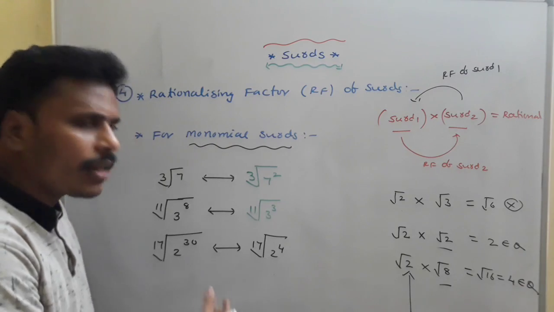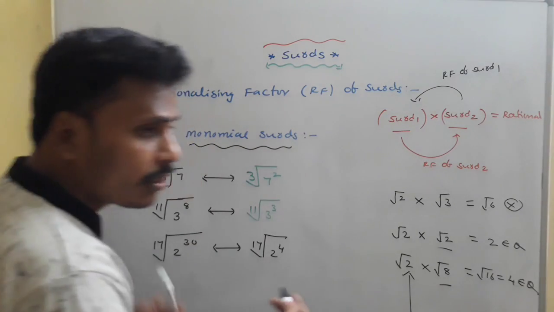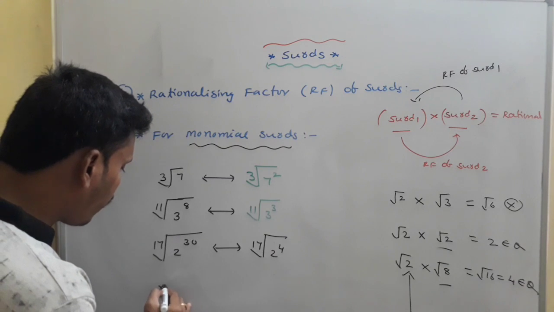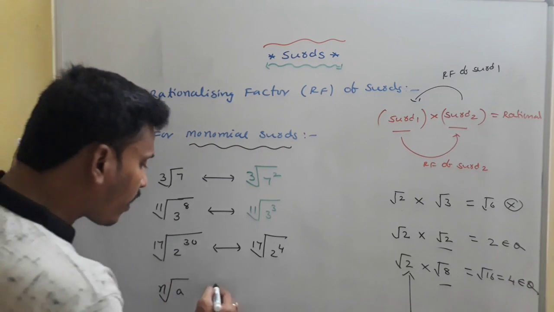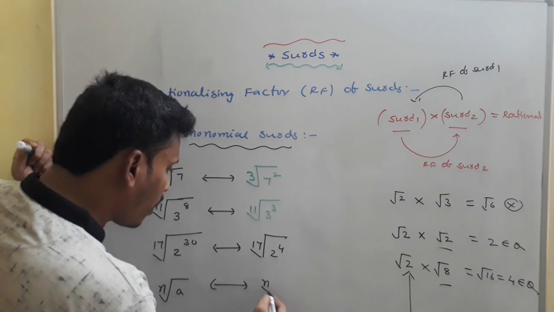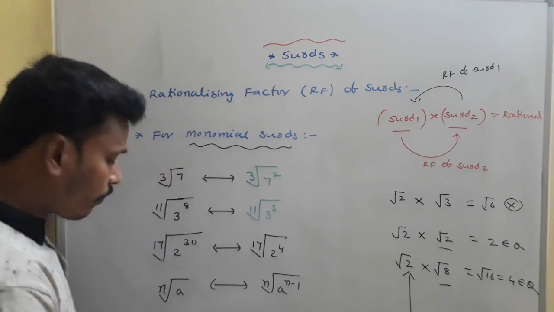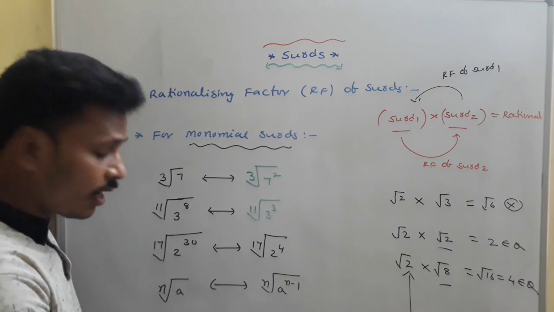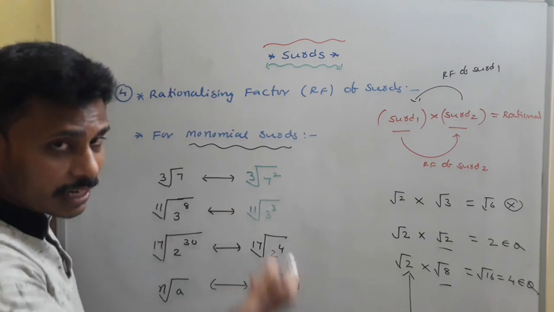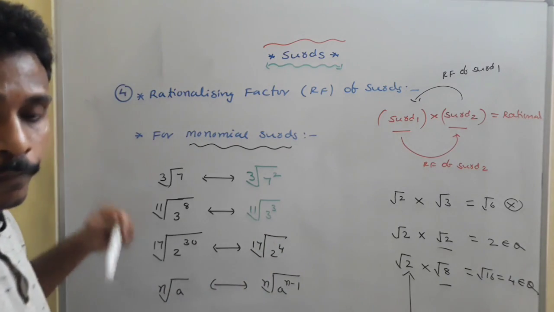So see, this is very simple to identify the rationalizing factor for monomial sets. In general, if you have nth root of some a, its rationalizing factor is simply nth root of a power n minus 1. Why? Because if you multiply a and a power n minus 1, it becomes a power n. Nth root of a power n is a rational number. So this is the rationalizing factor of the nth root of a.